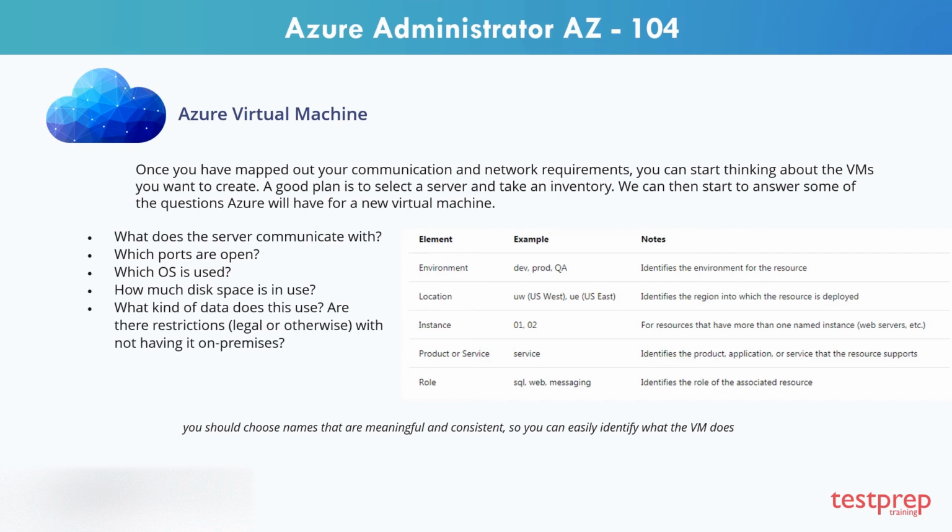What kind of data does this use? Are there restrictions, legal or otherwise, with not having it on premises? What sort of CPU, memory, and disk I/O load does the server have? Is there a burst traffic to account for? You should choose names that are meaningful and consistent, so you can easily identify what the VM does.